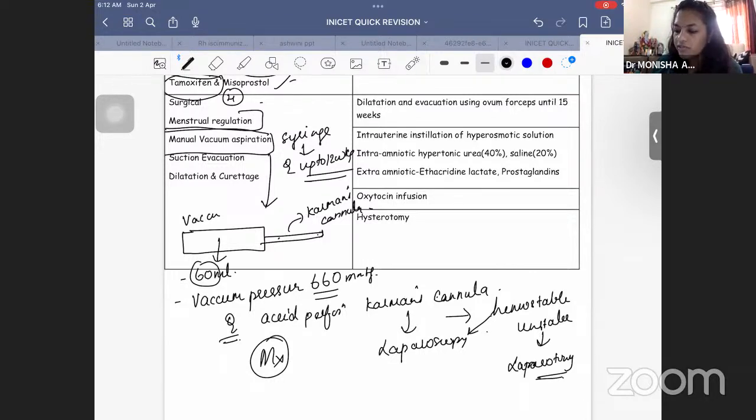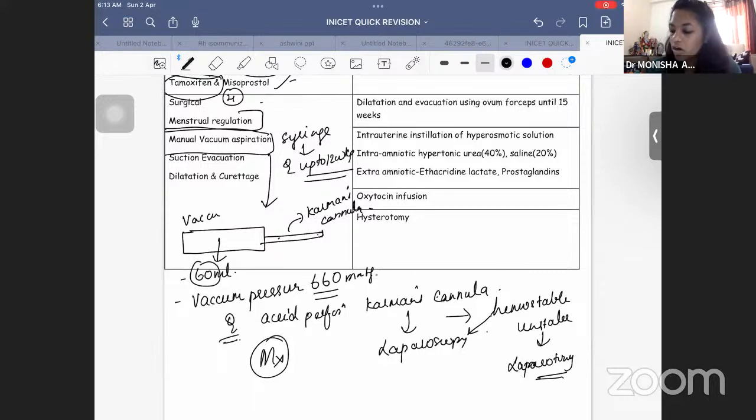What about perforation with a dilator? What happens if you accidentally perforate with a Hegar's dilator? You have perforated the uterus. So what will you do? Do you repair it? What is your answer? Wait and watch, definitely. Yes, Sahil is right again.